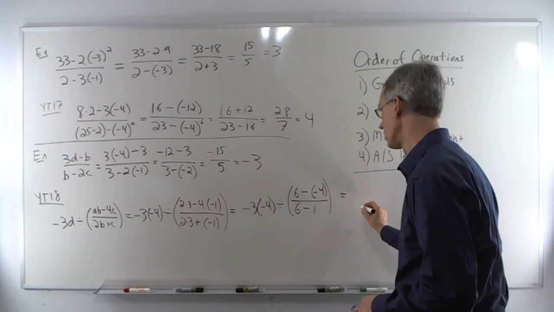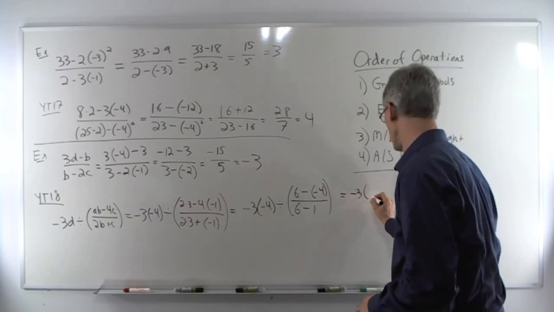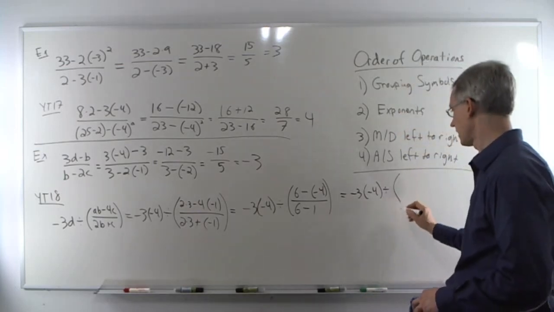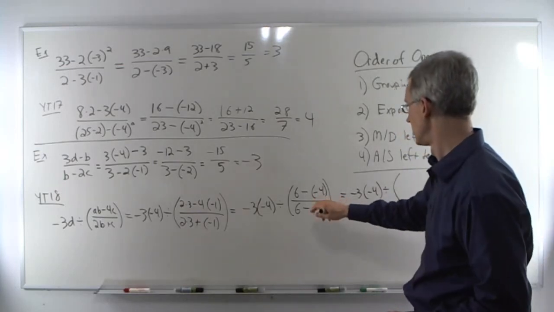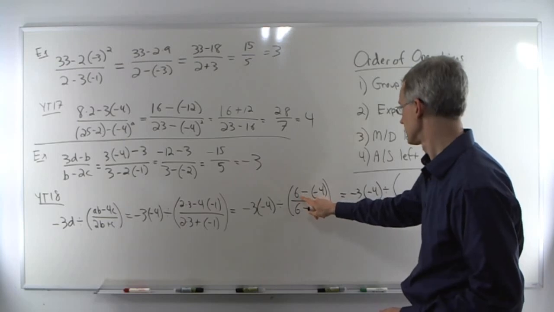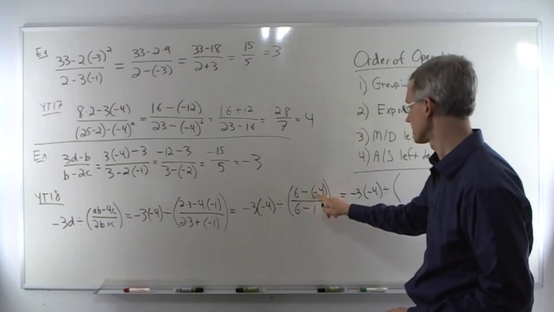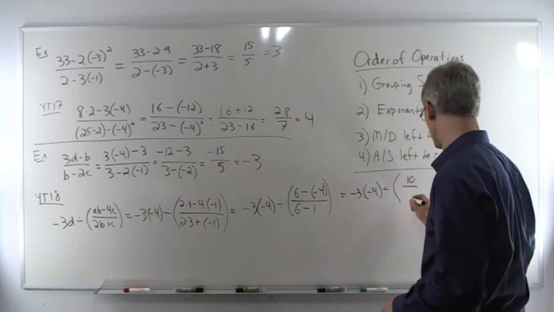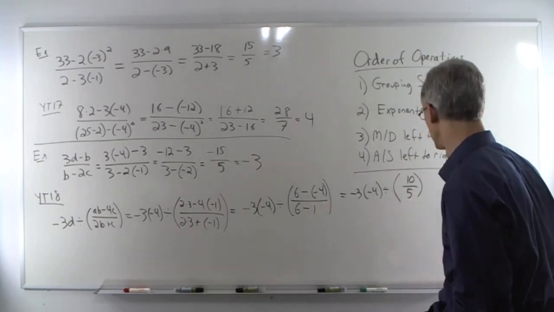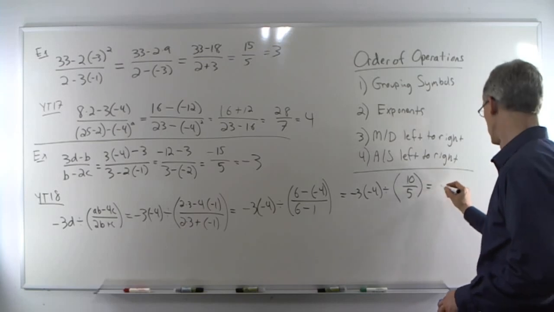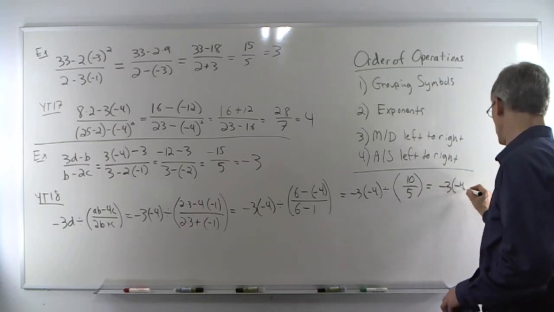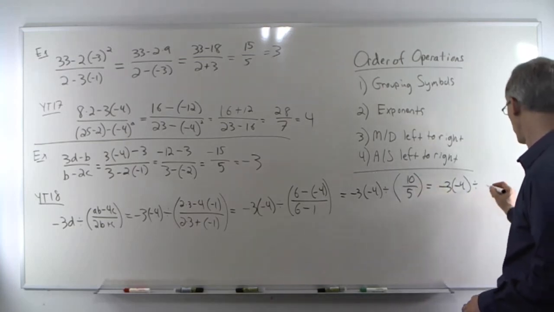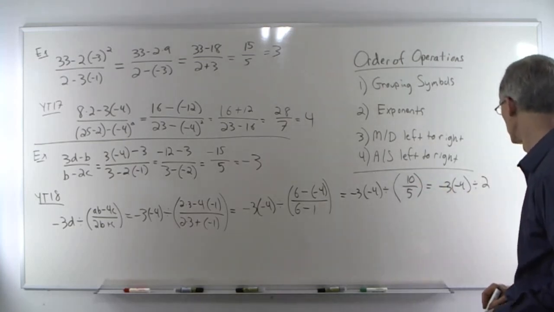Continuing on, got negative 3 times negative 4 divided by, let's finish off inside the parentheses. Here we got 6 minus negative 4, that's the same as 6 plus 4, or 10. 6 minus 1 is 5. So negative 3 times negative 4 divided by 10 divided by 5 is 2.